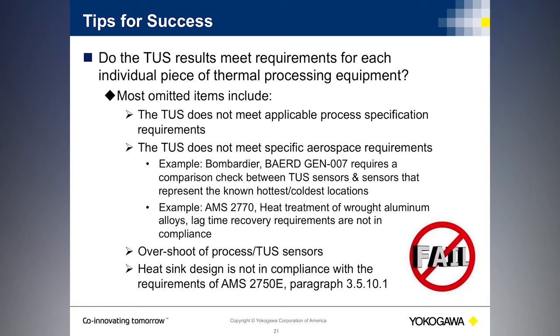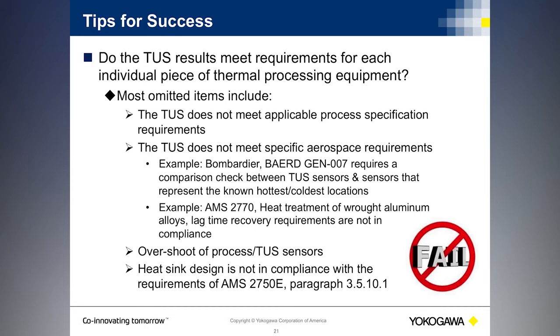TUS does not meet specific aerospace prime requirements. Example, Bombardier requires a comparison check between TUS sensors and sensors that represent the known hottest and coldest locations. You have to do this comparison test between your high and low thermocouples that are permanently mounted in the furnace against the TUS sensors, and this comparison check must be done every 5 minutes during a uniformity survey and compared to those readings.